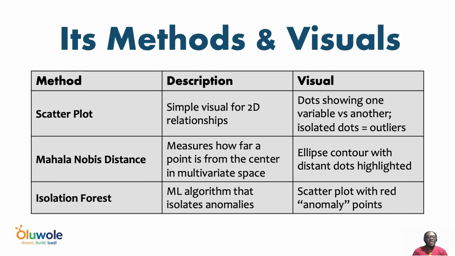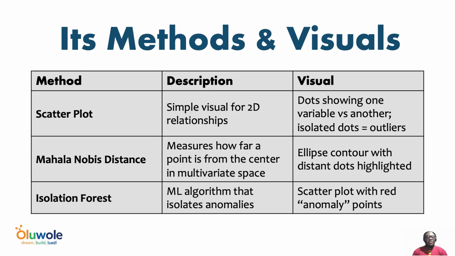Then there's what you call the Mahalanobis distance. This is for statisticians anyway. It measures how far a point is from the center in a multivariate space. So you have an ellipse contour, it looks like an ellipse, like here, with distant dots highlighted around it. Most of the time it's extreme data sets that you use multivariate methods for.